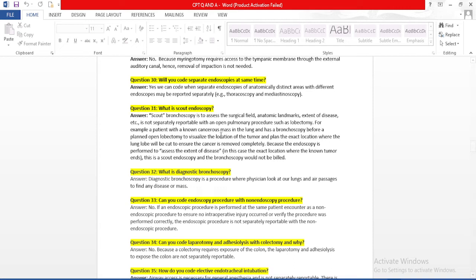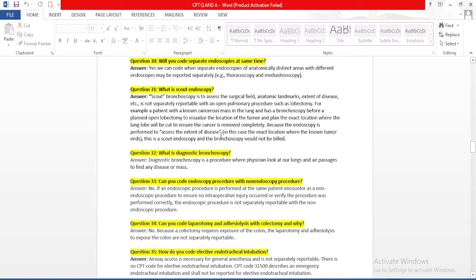Yes, we can code separate endoscopies of anatomically distinct areas with different endoscopies, which may be reported separately. Like on the same day, if the patient has thoracoscopy and mediastinoscopy, we can code. Why? Because these two are anatomically different locations.